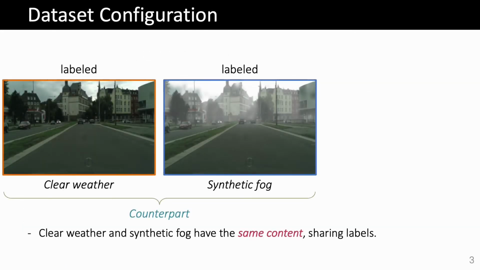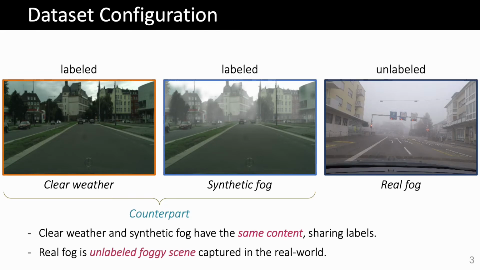For foggy scene segmentation, training datasets are categorized into three domains: clear weather, synthetic fog, and real fog. Synthetic fog is a dataset applied with a realistic fog effect on clear weather, so it has the same content as clear weather. Real fog is an unlabeled foggy scene dataset.